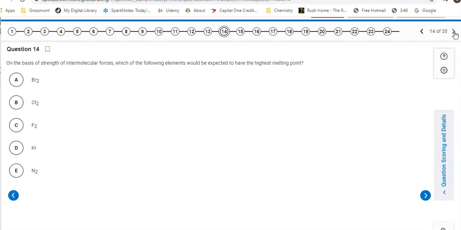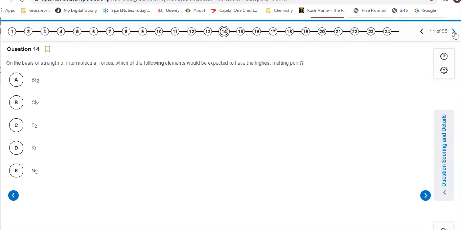On the basis of strength of intermolecular forces, which of the following elements would be expected to have the highest melting point? Highest melting point means you need the most energy to break the bonds between the molecules, so again it means the strongest intermolecular forces. So which one? N2, Kr, F2, Cl2, Br2.